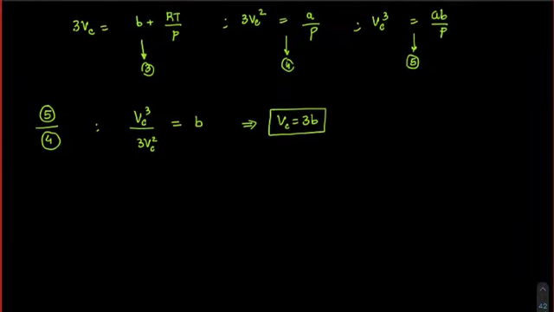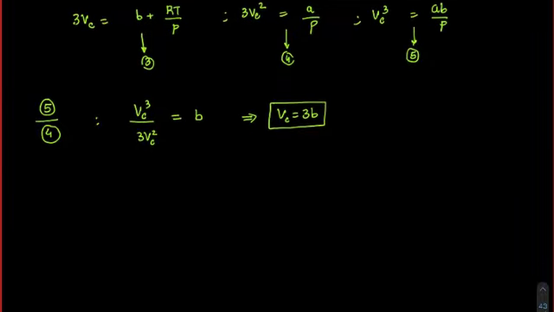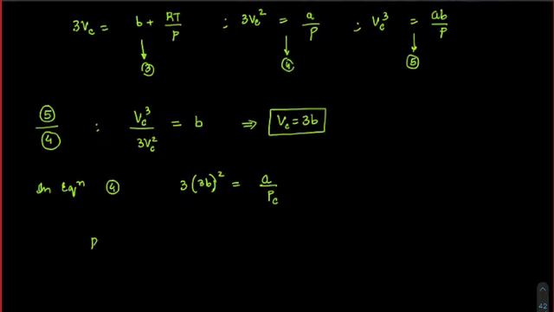Now since we got 3B here, if I put that back in equation 4, I would get 3 times (3B) whole square is equal to A by PC, because this is at critical pressure. So critical pressure will be equal to A by 27 B square, right? So this is the second important conclusion we got, the value of PC.